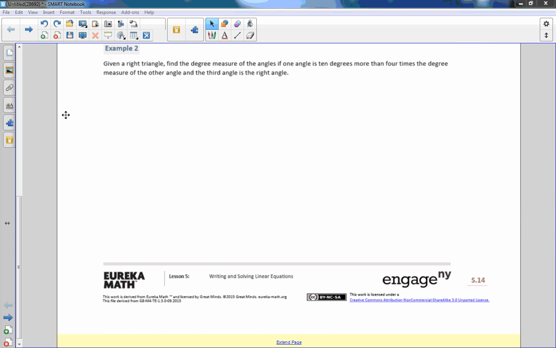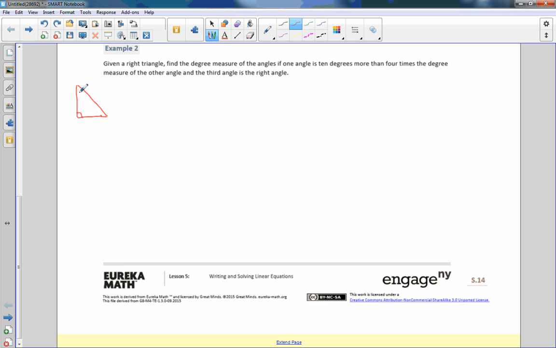Okay, here in example 2, we're given a right triangle. I'm not going to be as fancy this time with straight edge and all that. I will just draw a quick little diagram of a right triangle. So there it is. That is a right triangle. Find the degree measure of the angles if one angle is 10 degrees more than 4 times the degree measure of the other angle and the third angle is right.